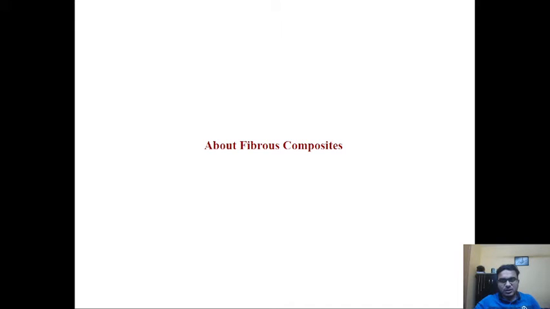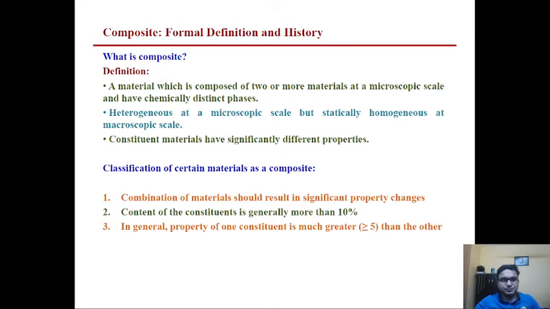First we will start with fibrous composites. So what is a composite? First we will see the definition of composites. A composite is a material which is composed of two or more materials at microscopic scale. So here we have a combination of two or more materials at microscopic level, and they have chemically distinct or different phases.